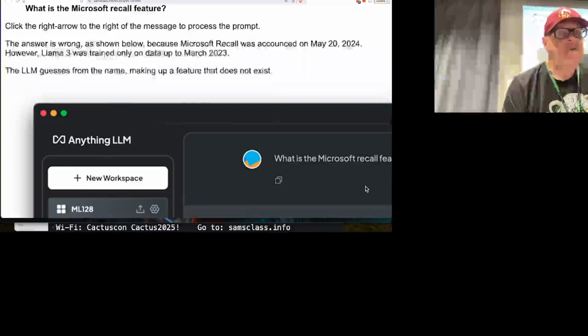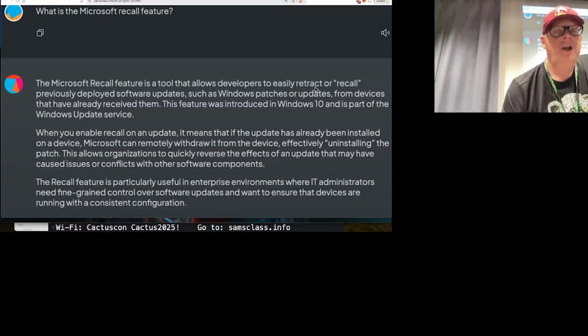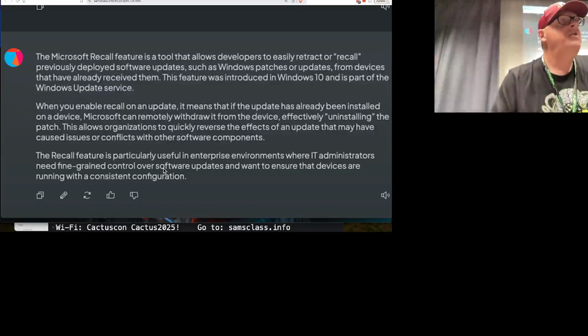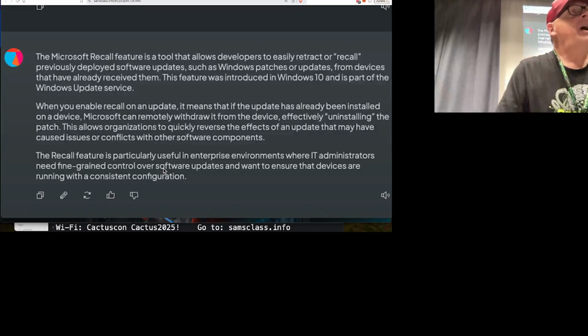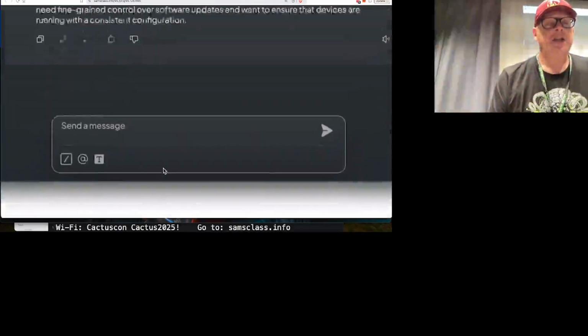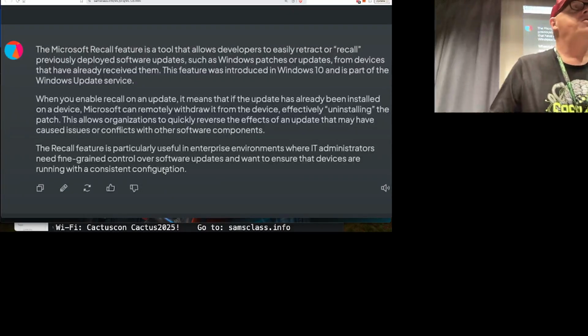But if you ask it what Microsoft Recall is, it will tell you garbage. The Microsoft Recall allows developers to easily retract or recall previously deployed software updates. It will give you a whole page of really convincing stuff that is all crap. And then if you ask it the same question again, it will make up a different page of complete crap. Like next time I tried it, it says recall will pull back an email message you sent and give you a whole page that looked good about that.